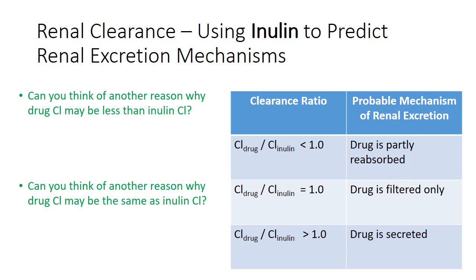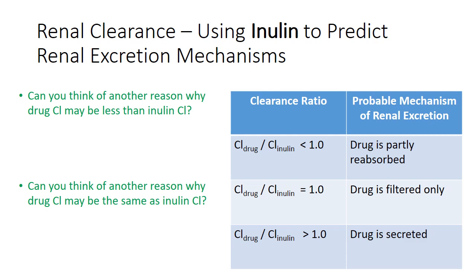And then I have some questions here. Can you think of another reason why drug clearance may be less than inulin clearance? And you can go ahead and pause it, and I'm going to answer it right now. The reason why drug clearance may be less than inulin clearance is if a drug is protein bound, and it's not pulled off the albumin or the protein by a transporter, or if it's highly protein bound, or even a little bit, it might still have less renal clearance than inulin.